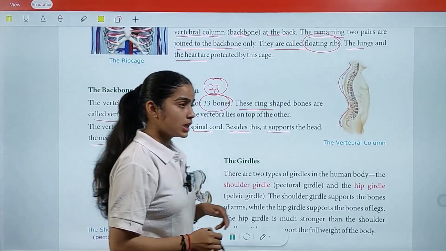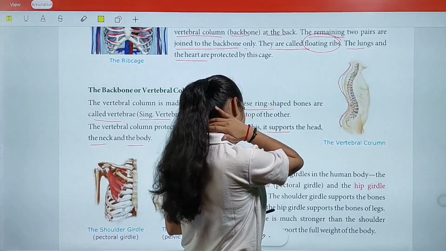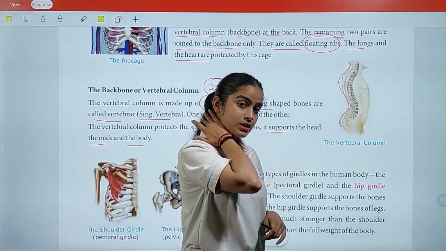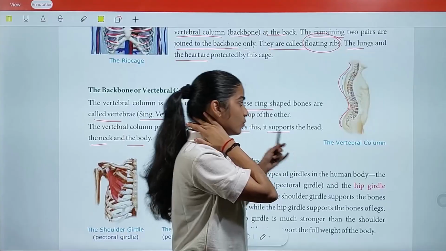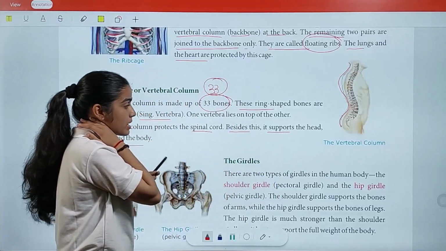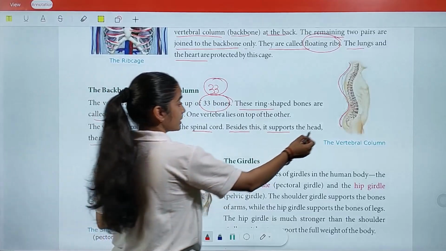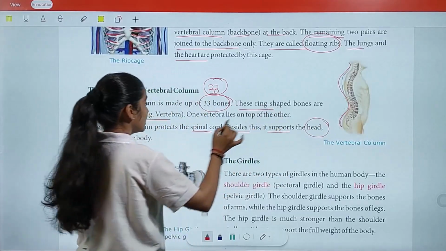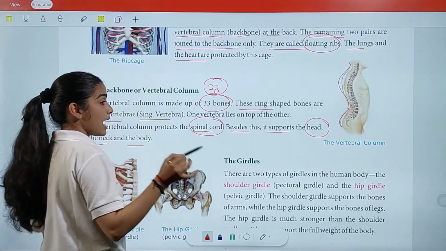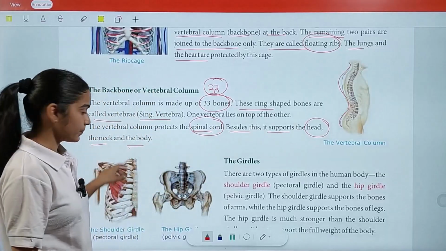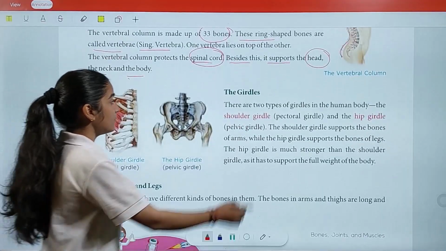So what we see here is protection for our neck, right? This is due to our vertebral column. And what are the main functions of the vertebral column? First, it supports our head, it protects our spinal cord, and it gives support to the head and to the body.